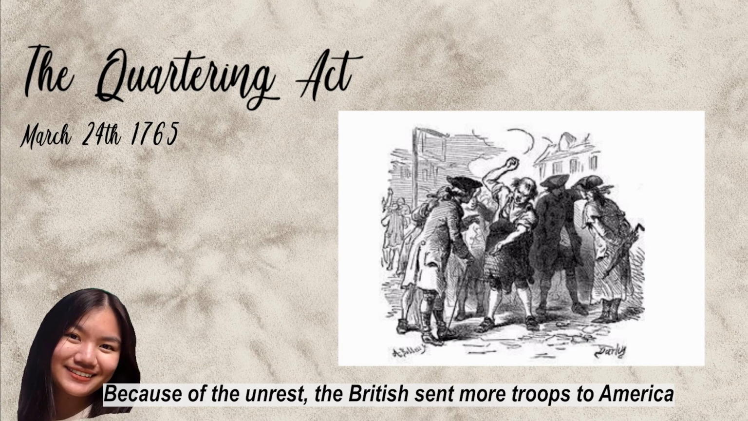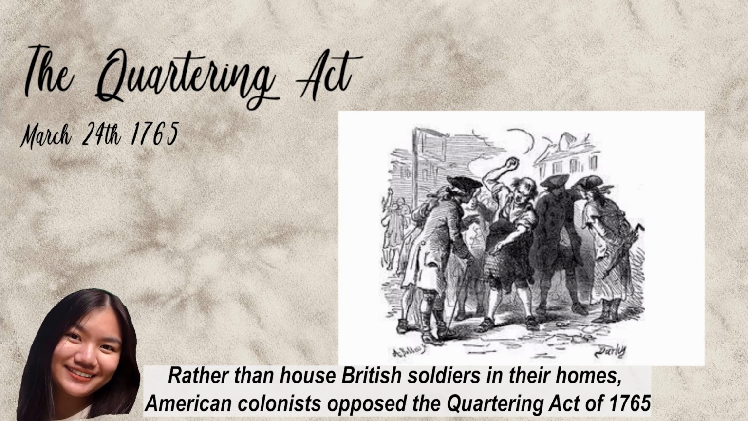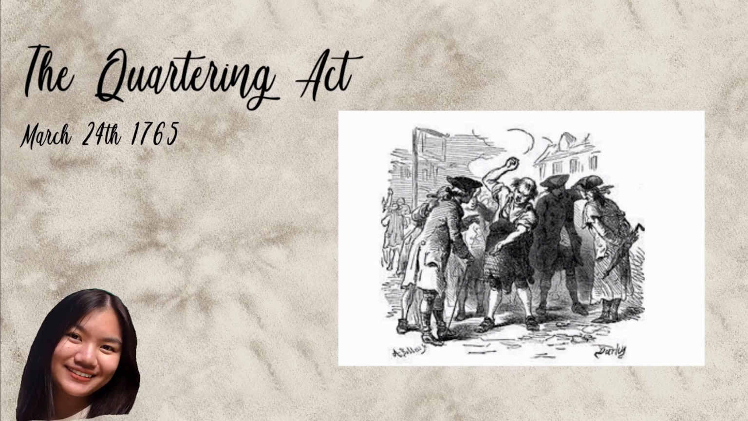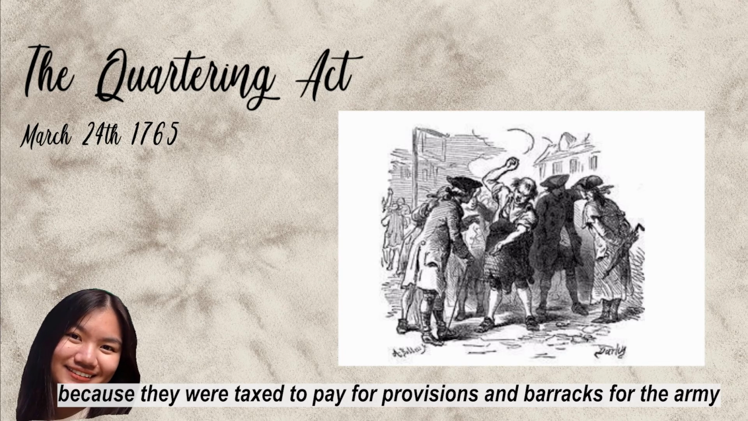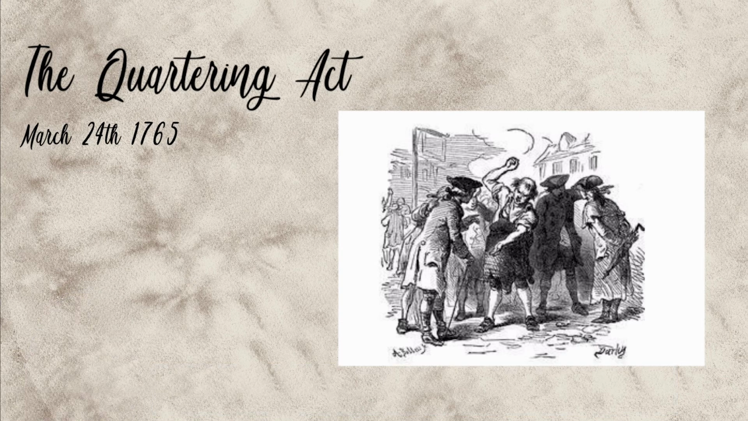Because of the unrest, the British sent more troops to America. Rather than house British soldiers in their homes, American colonists opposed the Quartering Act of 1765 because they were taxed to pay for provisions and barracks for the army, which they believed were unnecessary during peacetime and aimed to be against them.